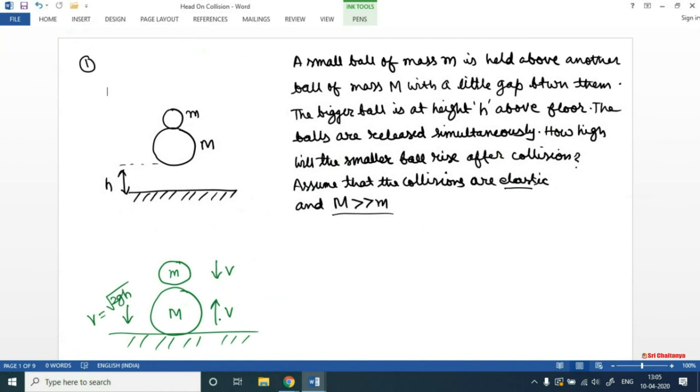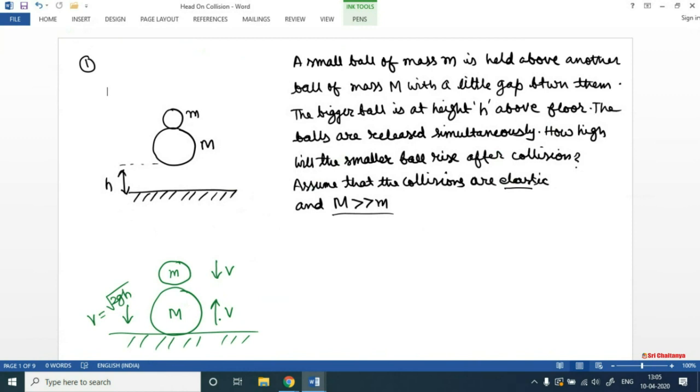Gravity is a force of finite magnitude, which will not change the linear momentum of the system during the very small time interval of the collision, because the time interval of the collision is tending to 0. So gravity will not be responsible for any significant change in the linear momentum of the whole system. So we can definitely apply the principle of conservation of linear momentum.